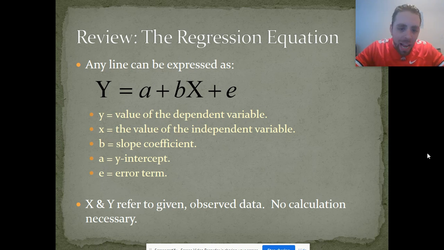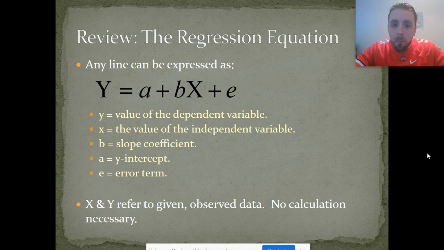Now, jumping down to the bottom of the slide just a little bit, X and Y refer to given observed data. You will not have to ever calculate X and Y. Those are given to you. Something has to be given to you in order to do some type of hypothesis test. What you're really trying to calculate here is A and B. And actually, I should say B and A, because it must be done in order of B and A. That will become very clear once I show you what the formula is.